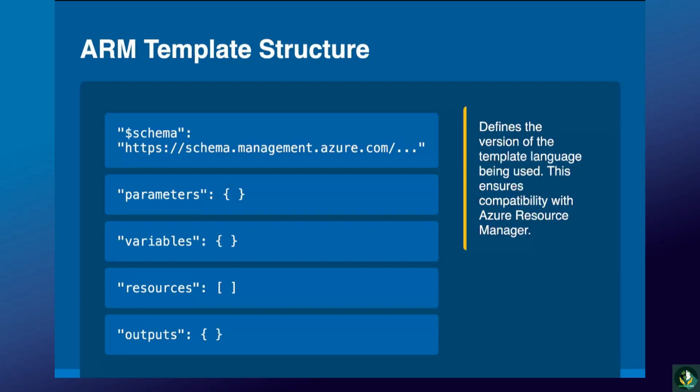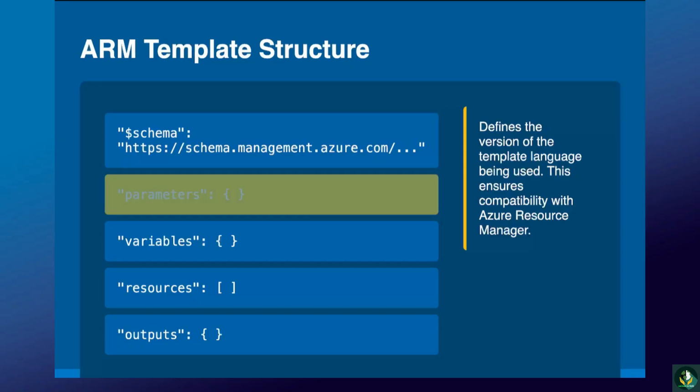Each ARM template contains several essential sections that serve specific purposes. The schema declaration specifies the template version, ensuring compatibility with the Azure Resource Manager service. This helps maintain consistency across different Azure API versions.